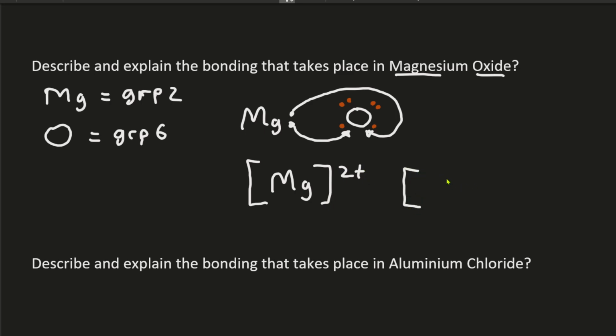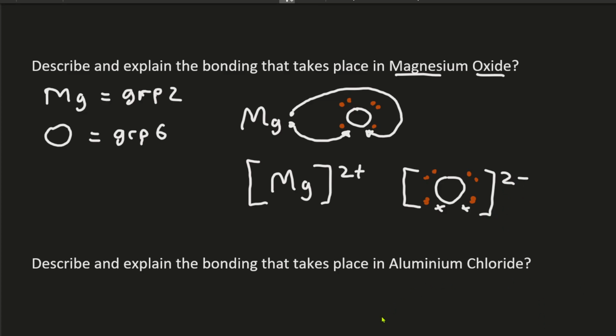And oxygen becomes as follows. So we've got our 1, 2, 3, 4, 5, 6 from oxygen, and then the 2 that have been gained from magnesium, like that, and then you get a 2 minus charge. So the oxygen becomes an oxide.